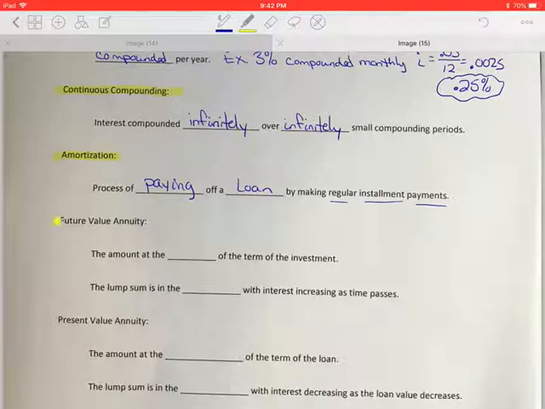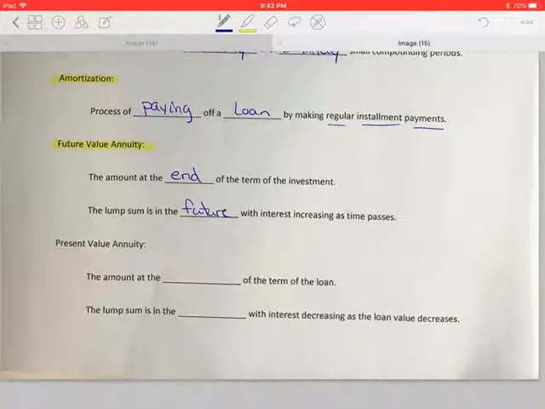All right, a future value annuity. This is the amount at the end of the term of the investment, and the lump sum is in the future with interest increasing as time passes. So future value annuities are common when you're talking about things like retirement, and you're trying to figure out how much money you're going to have maybe in 20 years so you know if you have enough to retire.